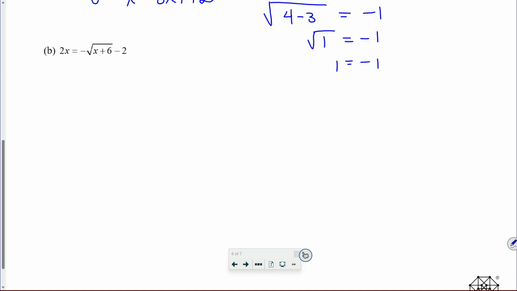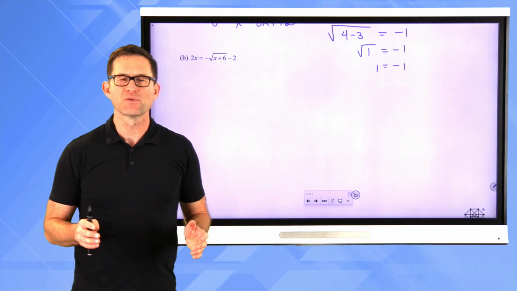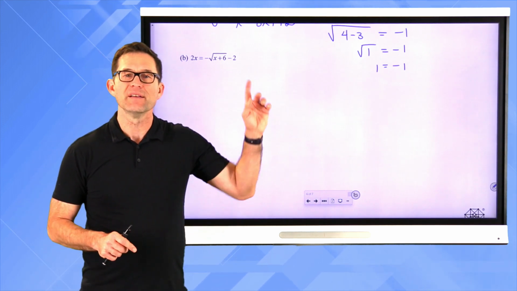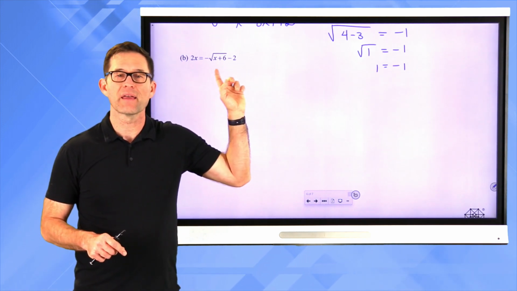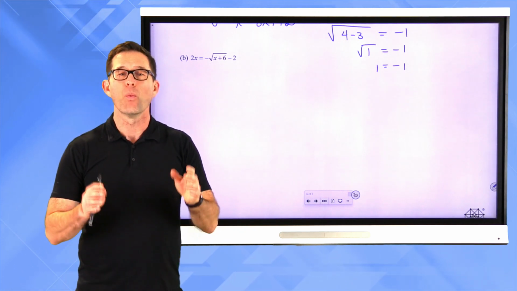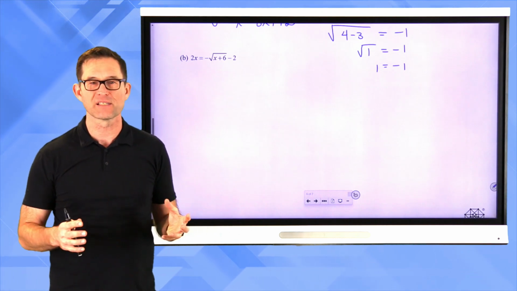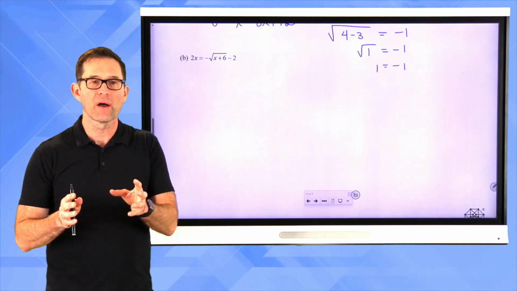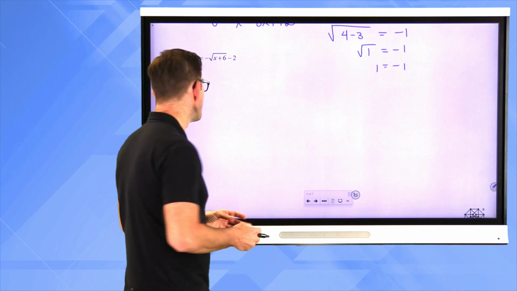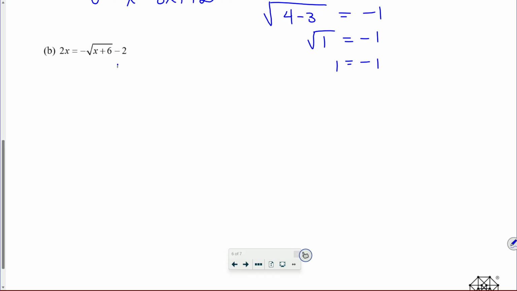2x is equal to negative square root of x plus 6 minus 2. Now, one of the problems with this particular one right away is that we've got this negative 2 hanging out with our square root expression. We want to isolate the square root. We want to get it as alone as we possibly can. So even though I want you to work on this one on your own, the first step, let's do together. So I'm going to add 2 to both sides, and I'm going to get 2x plus 2 is equal to negative root x plus 6.